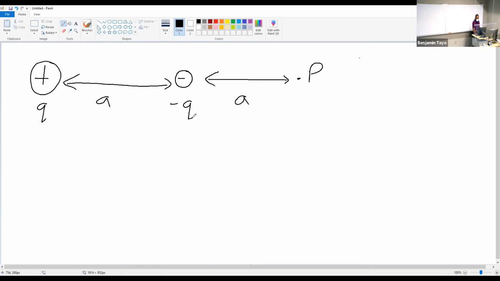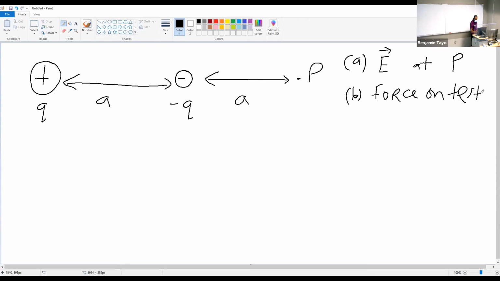So for part A, I want to calculate the electric field vector at point P, and then part B, I want to calculate the force on test charge Q naught.